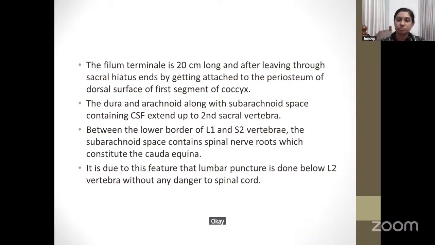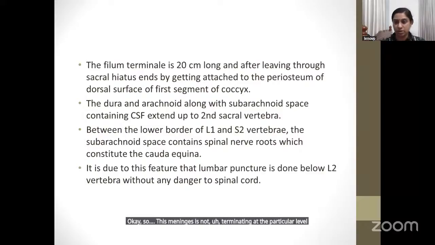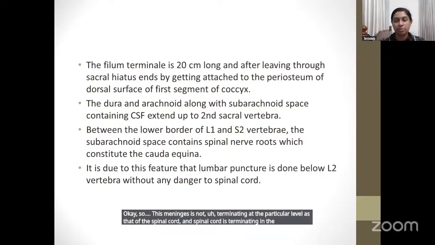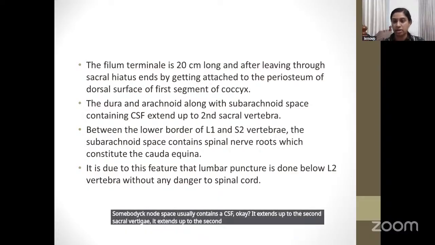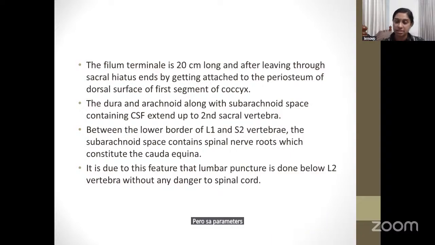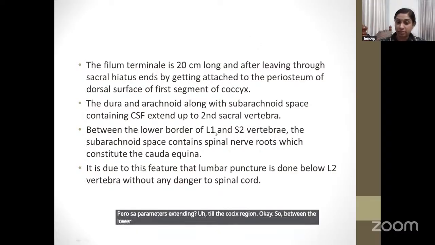Okay, so the meninges do not terminate at the same level as the spinal cord. The spinal cord terminates at the L1 level, but the meninges do not. The dura and the arachnoid, along with the subarachnoid space, which usually contains CSF, extend up to the second sacral vertebra, S2, whereas the pia mater extends till the coccyx region. So between the lower border of L1, the termination of the spinal cord, and S2, the subarachnoid space contains only spinal nerve roots.